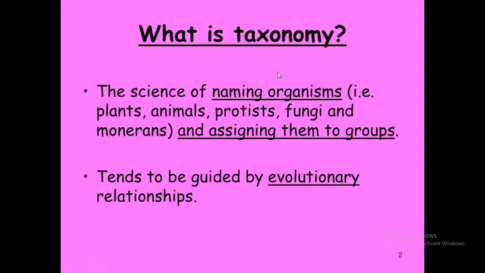Hello, students. Today's topic for the lecture is biological classification. So before starting this lecture, let's know what taxonomy is. Taxonomy is the science of naming organisms, that is your plants, animals, protists, fungi, and monerans, and assigning them to groups. This is what we are going to do in this system of classification. This tends to be guided by evolutionary relationship.